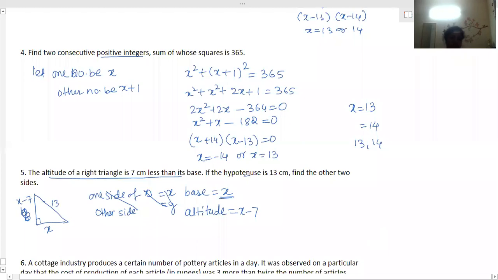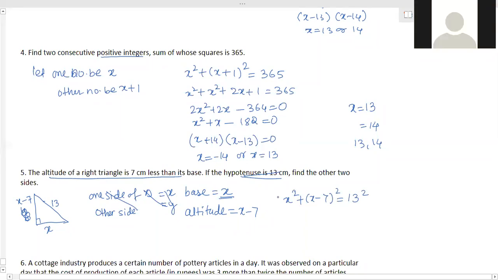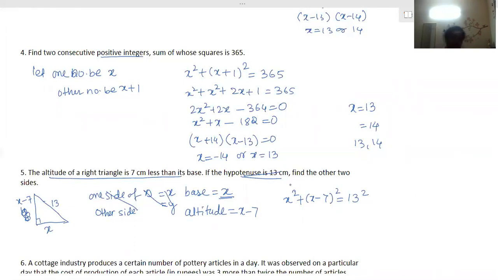Then hypotenuse is already given, 13. So what is the relation between these three? Ma'am, x square plus x minus 7 whole square is equal to 13 square. How did you get this relation? Pythagoras theorem, right? Find out the x value.